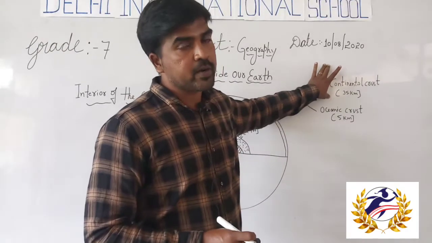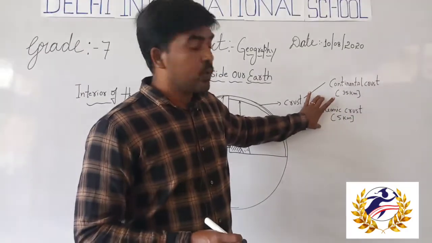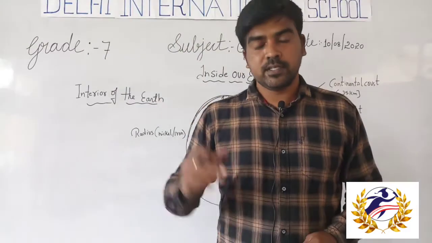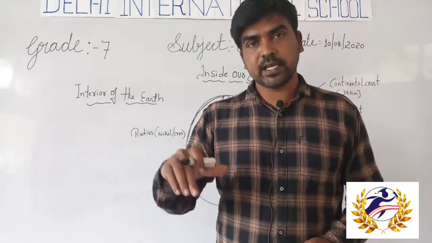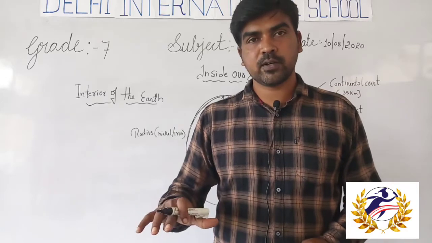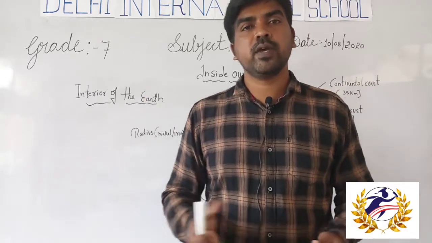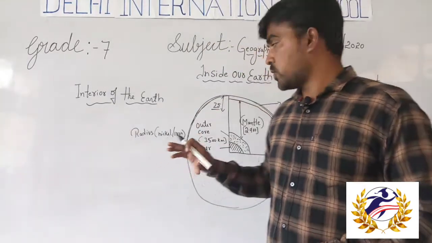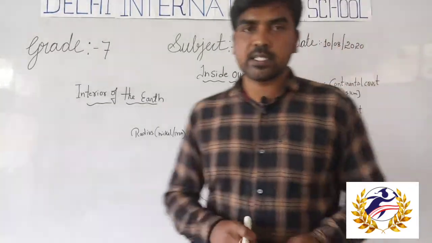Apart from the continental crust, we have the oceanic crust. Ocean means seas and oceans. Just deep inside the seas and oceans, we have land. Yes or no? Just deep inside the ocean, we have land. That surface is known as the oceanic crust.